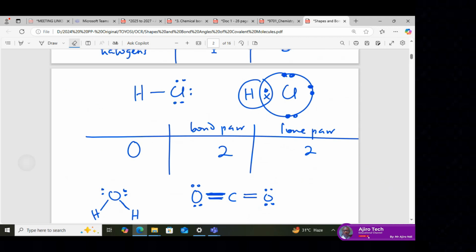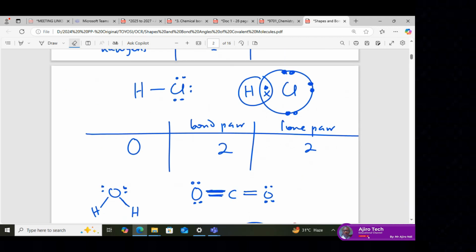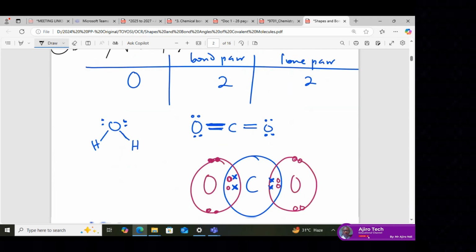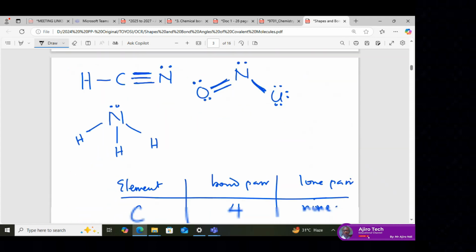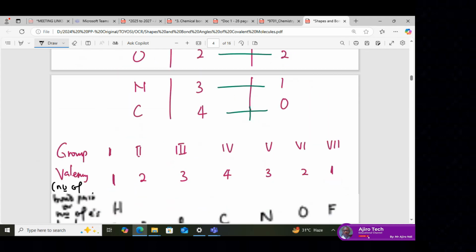So let me go for number 2. Bent. Number 2 is bent, or V shape, or non-linear. It can be called by the name bent, V shape or non-linear. Bent, V shape or non-linear. To know that, I think I just did this.